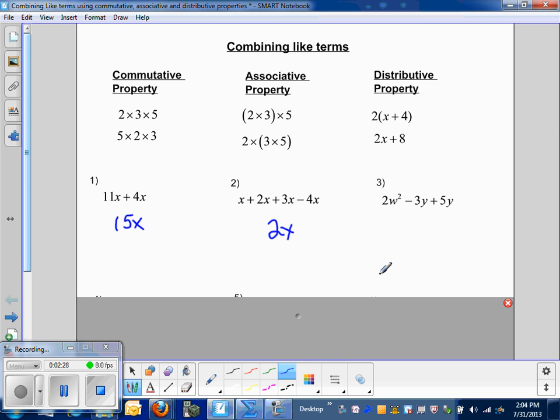Number 3, we have 3 terms with 2 different variables. One of the variables is w squared. The other variable is y. So one term with w squared, we can't combine that with anything, so we're just going to write 2w squared. But we can combine minus 3y and 5y because they are like terms. So that would be plus 2y.